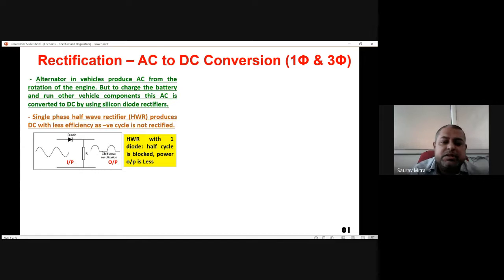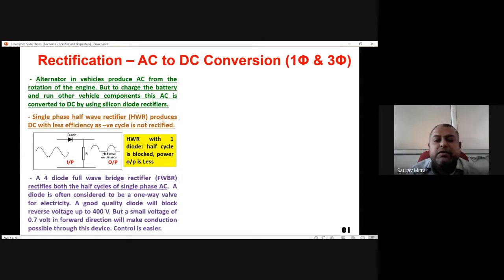Not necessarily only positive is required. If for some application we require the negative half cycle, we can just change the direction of this diode and we will have the negative half cycle, and in that case the average DC will be negative. So in a half wave rectifier with a diode, the negative half cycle is blocked and power output is less. If we want more power output, we have to rectify the negative half cycle as well and make it positive. That is done by a 4 diode full wave bridge rectifier.